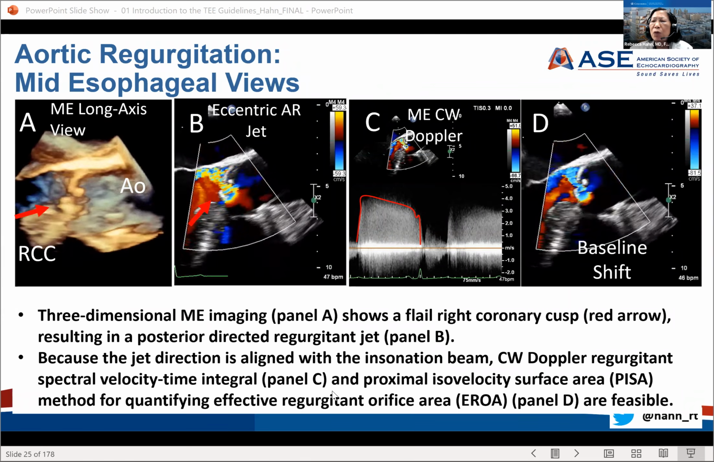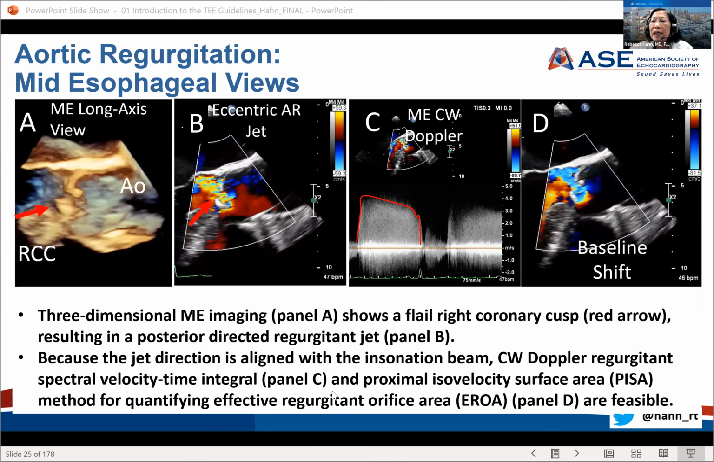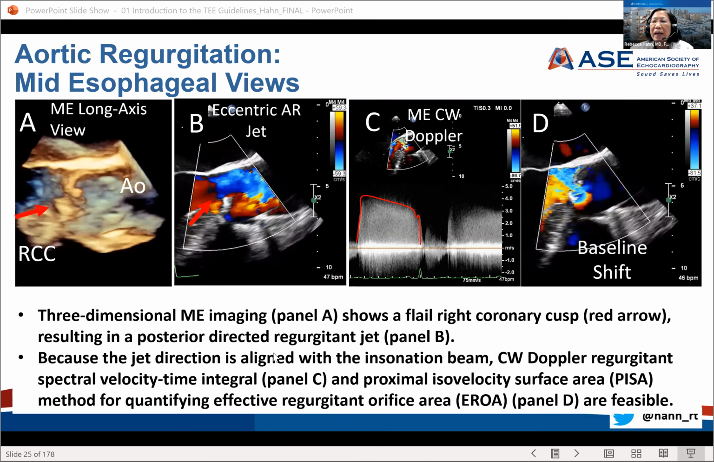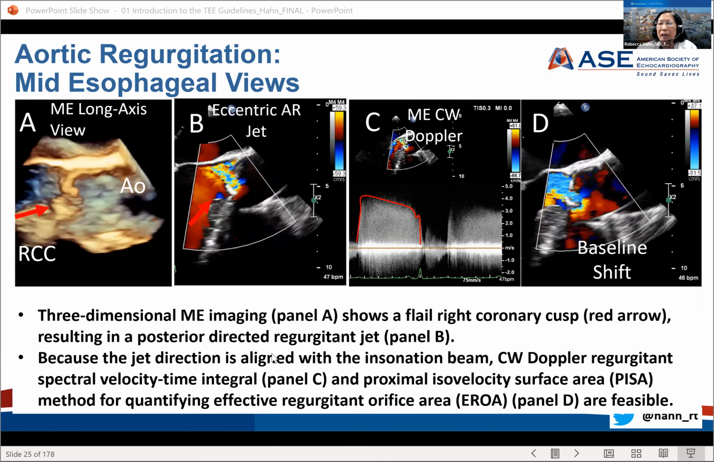So, comments on the optimal way to measure left ventricular outflow tract velocity. I'm going to save that for later because we're going to cover that in just a second.